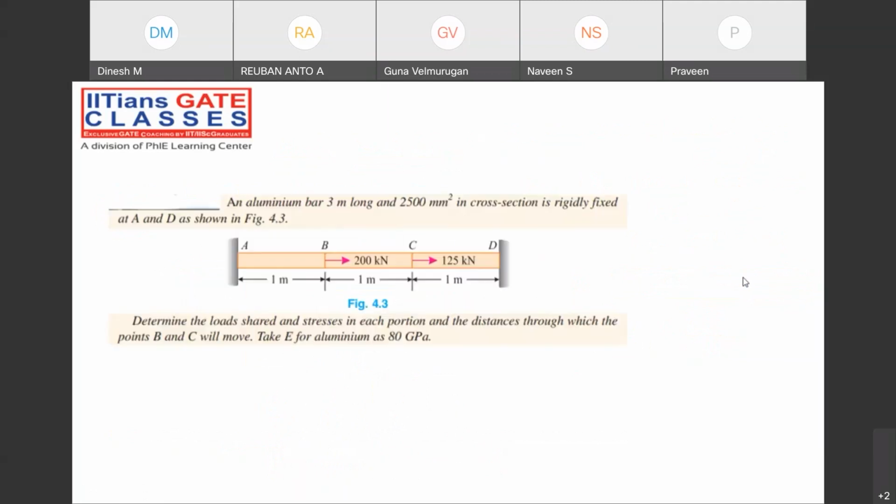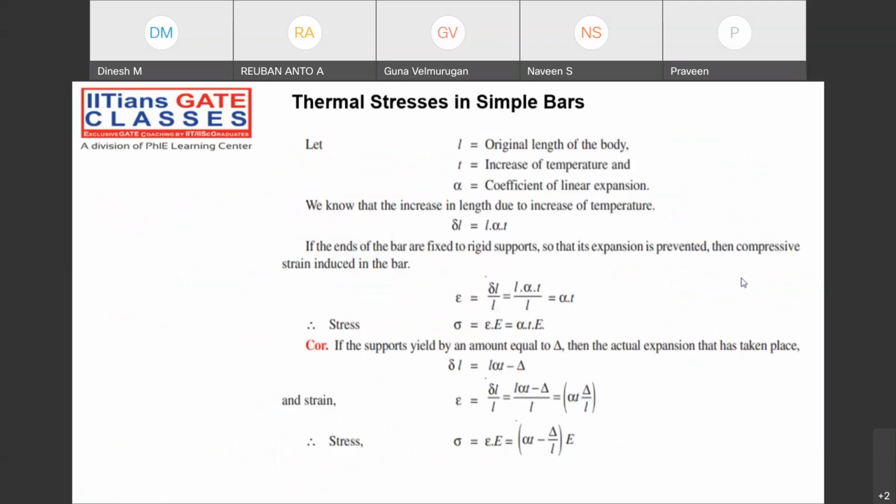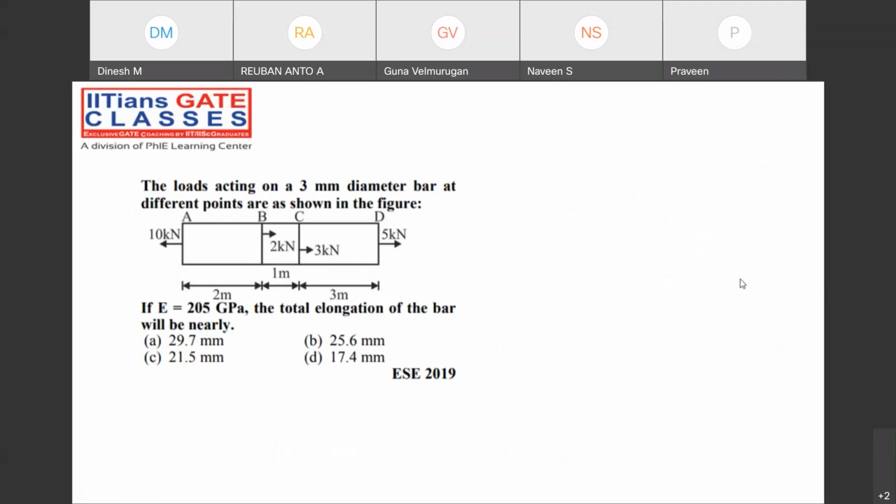Now, try to solve this problem that is there. Remember, I mentioned the condition: the load will be same in all the members unless there are no internal forces. But in this question, there are internal forces, my dear friend. In this particular question, there are internal forces, right? Separately, we have to draw the free body diagram for individual members.